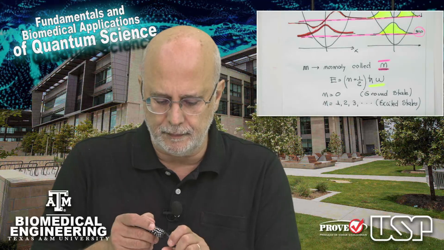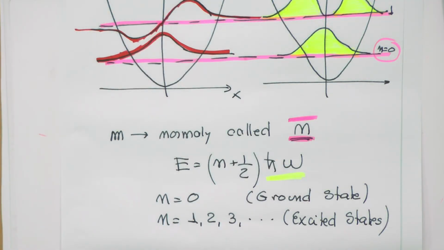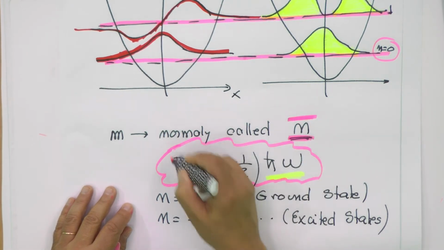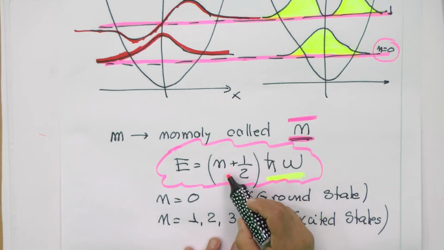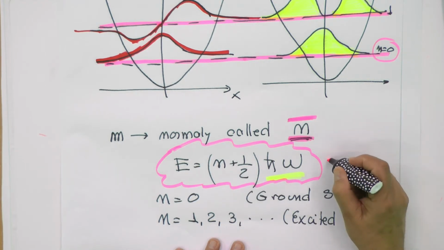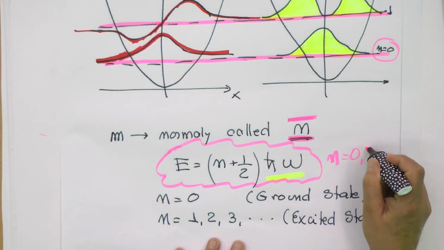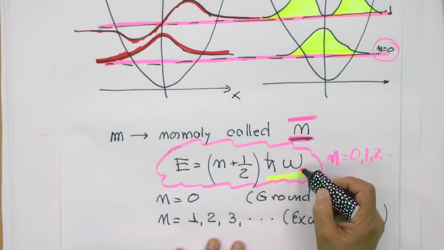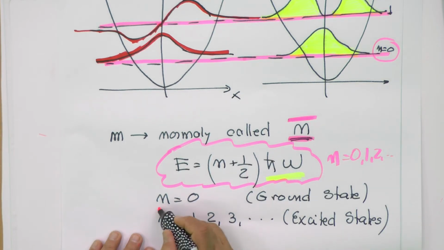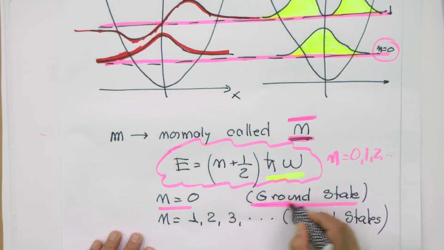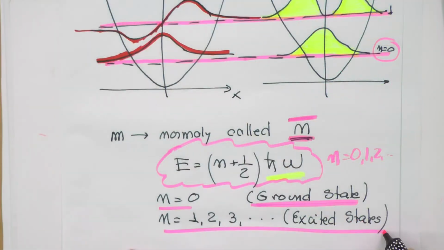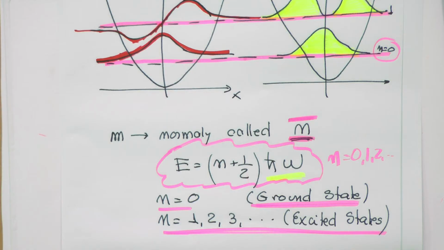As I told you, the main point here is that you can get the Hermite polynomials everywhere, in any book you want. But you must now keep in mind that the energy of the harmonic oscillator is n, an integer number 0, 1, 2, and so on, plus a half, times h bar omega. And n equals 0 is the ground state. We call the ground state the lowest possible energy, and the other ones we call excited states of this harmonic oscillator.